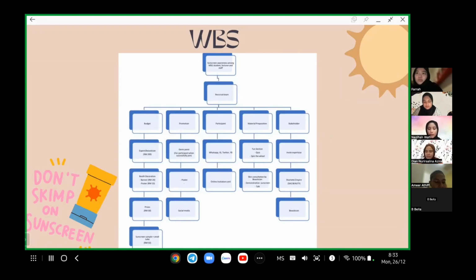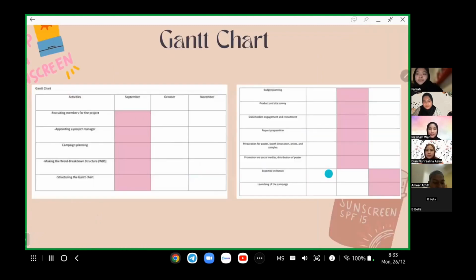And also we include the skin consultation by the beautician, where we will demonstrate the usage of sunscreen and also give a talk. For the stakeholders, we have invited the advertiser, Charlotte Empire, She Beauty, and also a beautician. Okay, next slide. So that's basically all for our WBS.